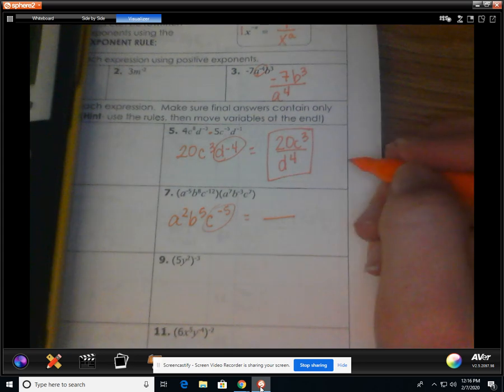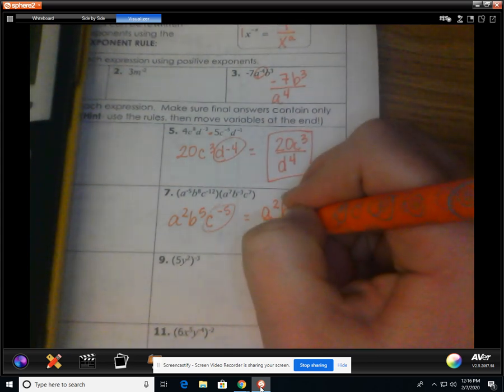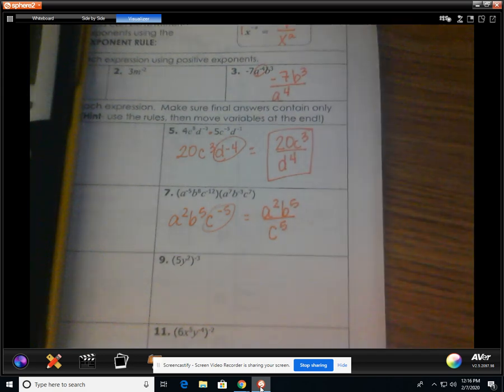So I open up a fraction, and if it's positive, I leave it alone. I don't mess with it. And if it's negative, I move it to the bottom to make it positive. So a squared b to the fifth over c to the fifth.